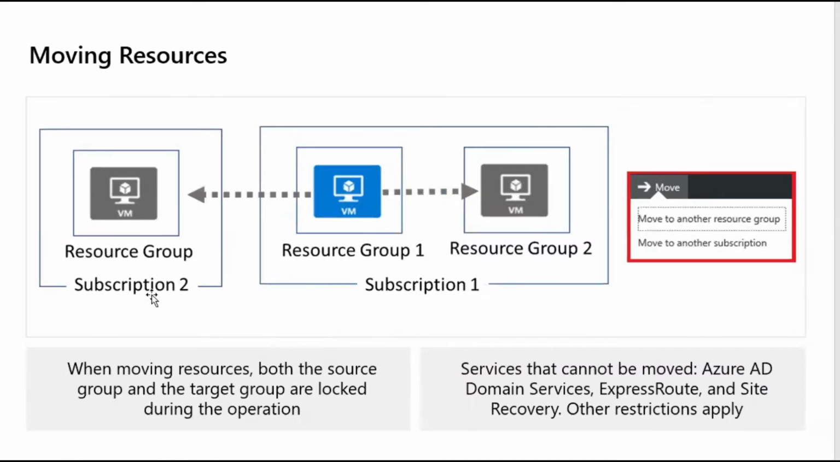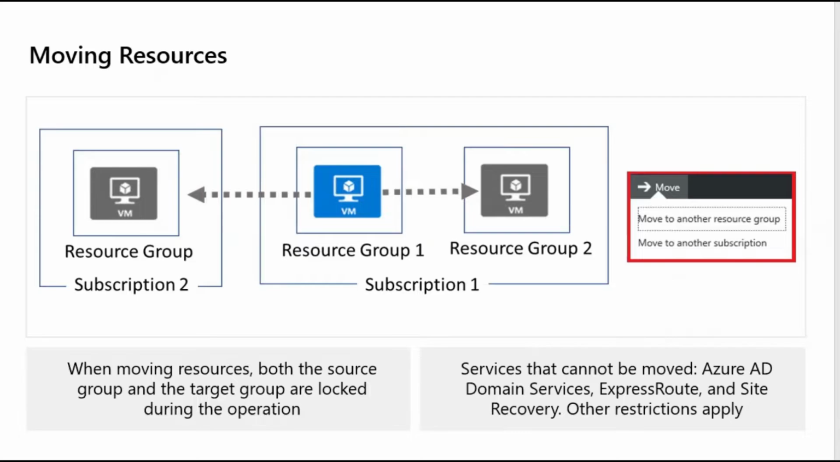Moving resources. Under subscriptions, we have subscription 1 and subscription 2, and this is resource group 1, resource group 2. That means your virtual machines, you can move from one resource group to another resource group. When moving resources, both the source group and the target group are locked during the operation. There are services that cannot be moved, such as Azure AD Domain Services, ExpressRoute, and Site Recovery.